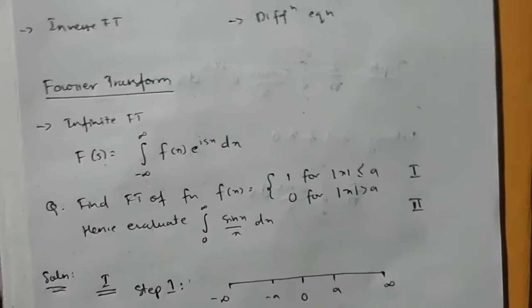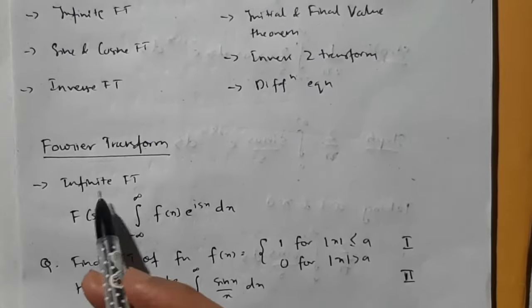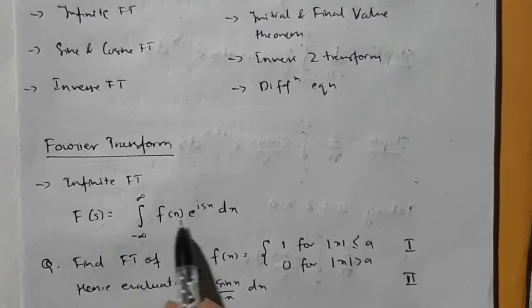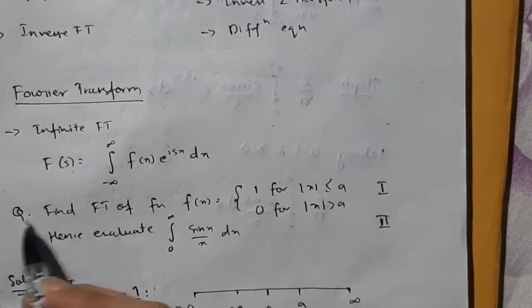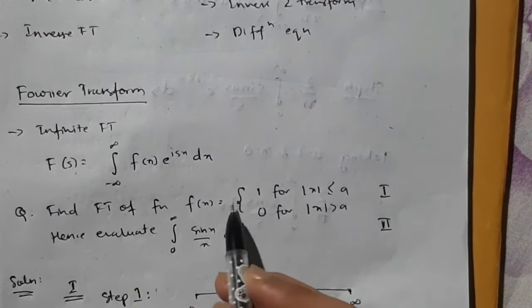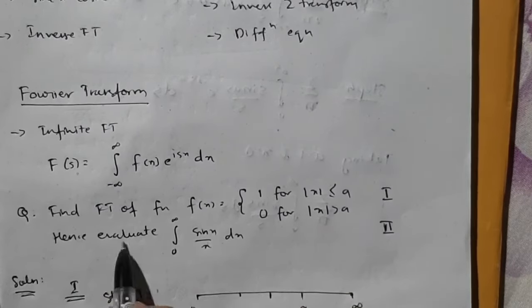Okay, now the first one here is Fourier transform. Now see what they will give in the exam. Under the topic infinite Fourier transform you have F of s, this formula is there. Just remember this formula. First one is infinite Fourier transform. Then they will give, find the Fourier transform of the function f of x equal to these things, and the next question they might give, hence evaluate this one.